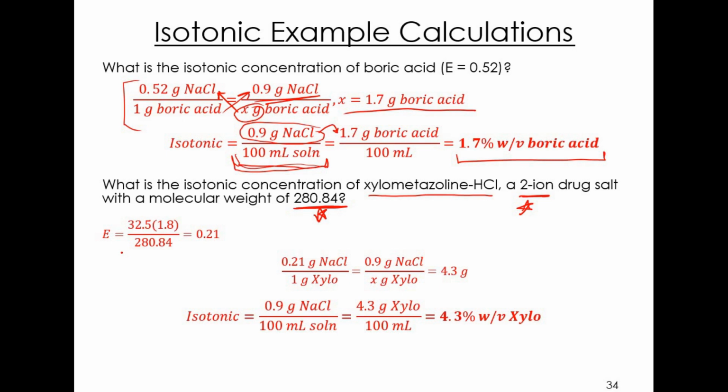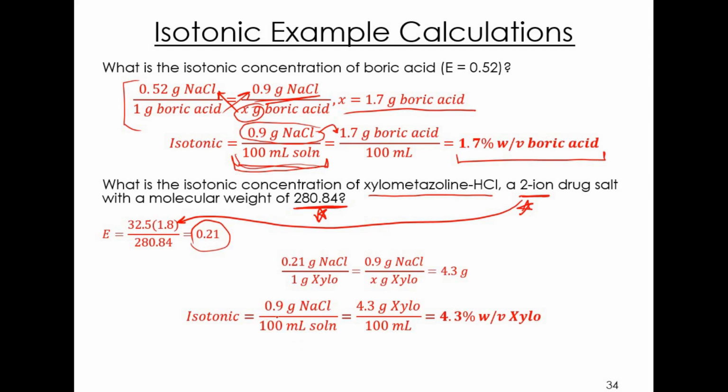So the equation we'll memorize is 32.5 times I over molecular weight. And we will put the I factor in for a 2-ion salt, which is 1.8, which is another thing to memorize. So 32.5 times 1.8 divided by the molecular weight gives us an E-value estimate of 0.21. And so now the procedure is just like for the problem above.